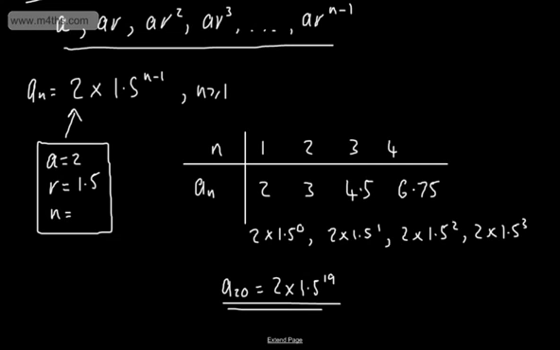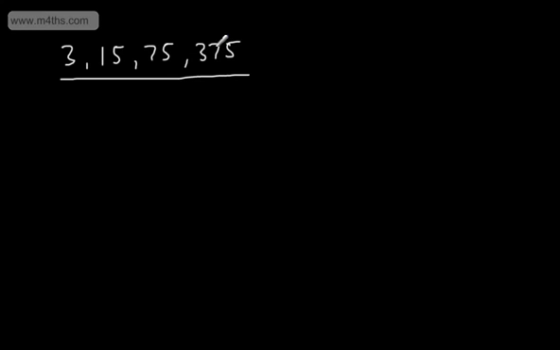Let's now look at finding the nth term of a sequence given the first few terms. So say we were given 3, 15, 75, and 375. And we were asked to find the nth term of this particular sequence. So what we want is something of the form a sub n is equal to ar to the power of n minus 1. So the nth term is a, which is the first term, multiplied by the ratio to the power of n minus 1.